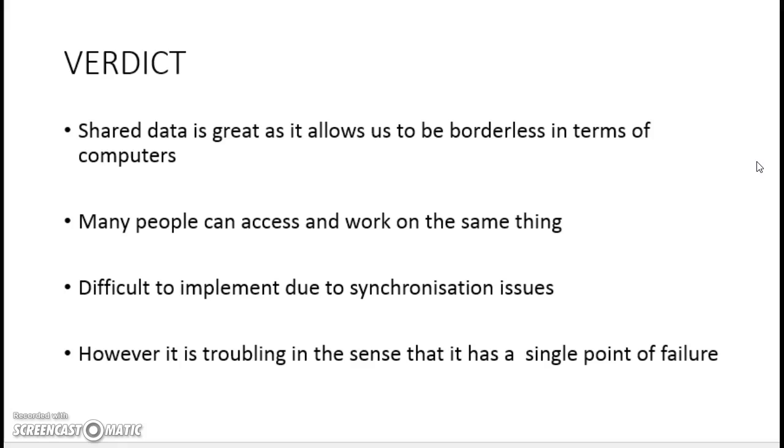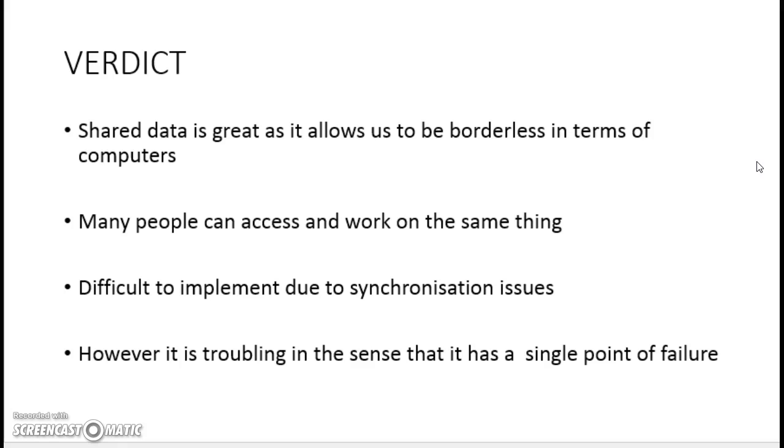So finally, my verdict. I believe that shared data is really good, because it allows us to be borderless in terms of computers. I refer back to the EduRoam example. How useful would that be, since we don't need to go to another university and go through all the bureaucracy of trying to obtain another username and password. It's very simple. We can just use the one we already have, and we can do this all over the world.